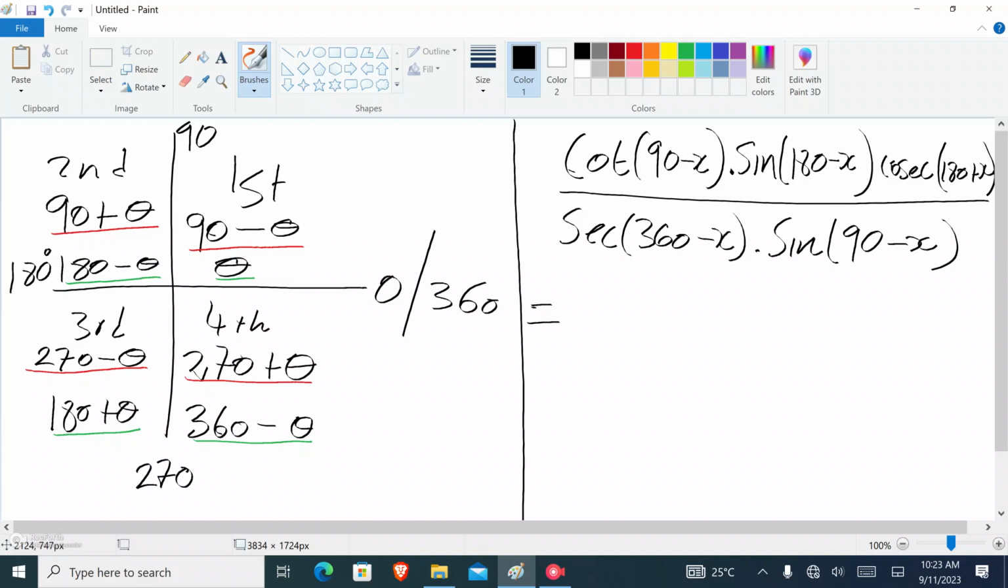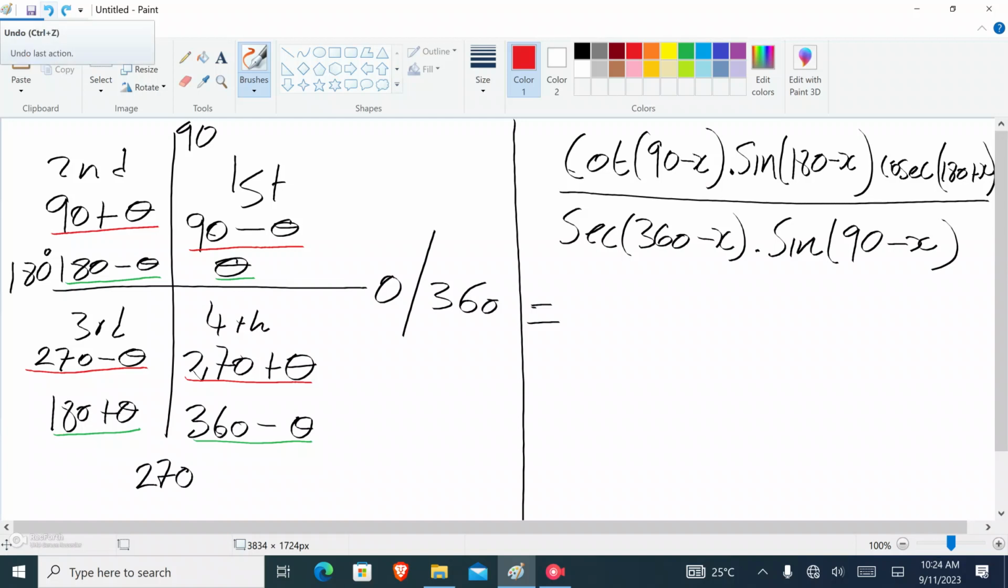Now, let's start with the first one here, which is cot of 90 minus x. How do you know which rule to use in this case? You look at how the quadrant is represented. The quadrant here is represented by 90 minus x. So the minute you see 90 or 270, it means that you must use the co-ratio rule.